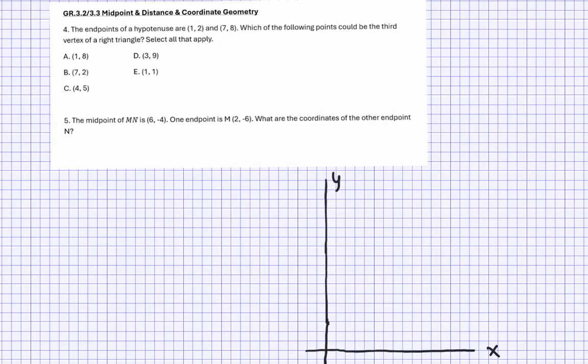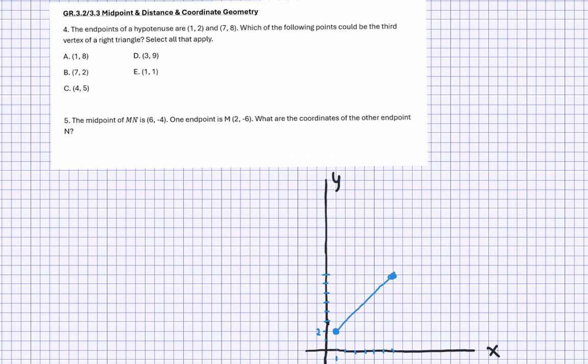All right, here's a cool question. I actually really like this question. The endpoints of a hypotenuse are 1, 2. So let's plot 1, 2. I drew my little graph down here, my coordinates. So I got 1 on the x-axis, 2 on the y-axis. So 1, 2 should be right here. There's my little dot. And then the other one is 7, 8. So I'm at 7 on the x-axis: 2, 3, 4, 5, 6, 7. And 1, 2, 3, 4, 5, 6, 7, 8 on the y-axis. So it should be right about there.